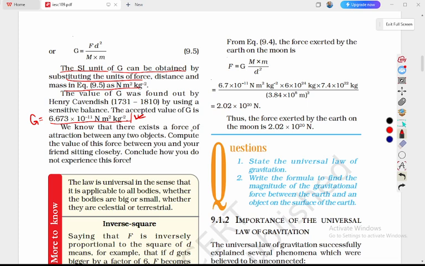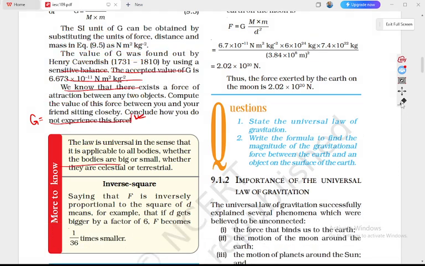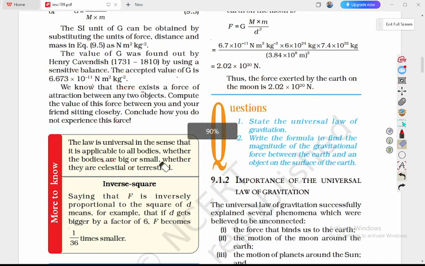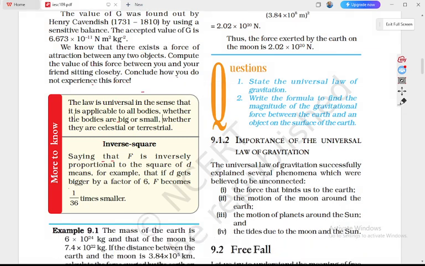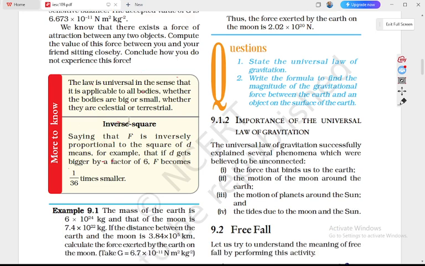We know that there exists a force of attraction between any two objects. Compute the value of this force between you and your friend sitting close by, and conclude why you do not experience this force. The law of universal gravitational force is universal in the sense that it is applicable to all bodies, whether the bodies are big or small, whether they are celestial or terrestrial.